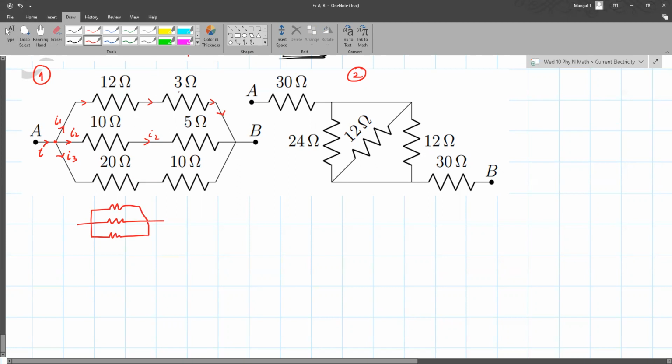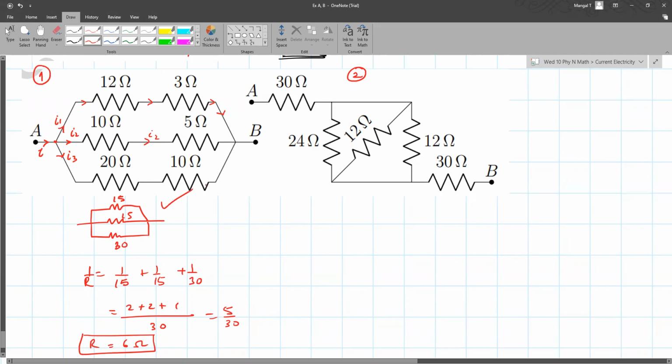Okay, so that is 12 and 3, that is 15. 10 and 5, that is 15, and 20 and 10, that is 30. So therefore the effective resistance is 1 by 15, 1 by 15, and 1 by 30. So this is 2 plus 2 plus 1. And therefore you get R as 6 ohms. Okay, so 6 ohm is the effective resistance.